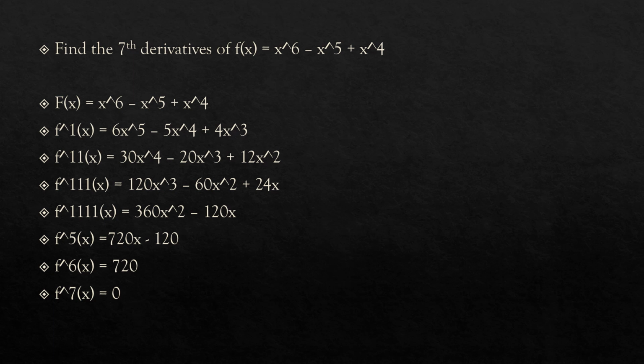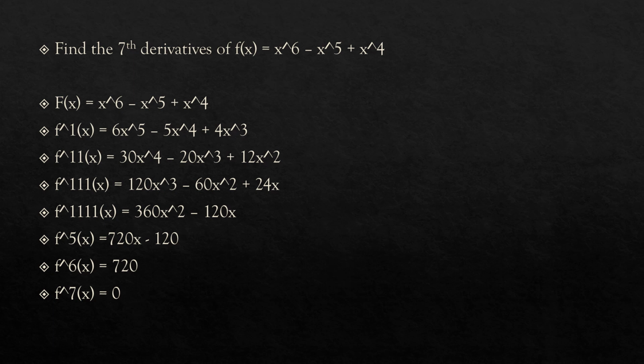Next, we have the second derivative. So 6 times 5 is 30. 5 minus 1 is 4, so 30x raised to 4, minus 4 times 5 is 20. 4 minus 1 is 3, so that will be 20x raised to 3, plus 4 times 3 is 12x. 3 minus 1 is 2, so that will be 12x squared.